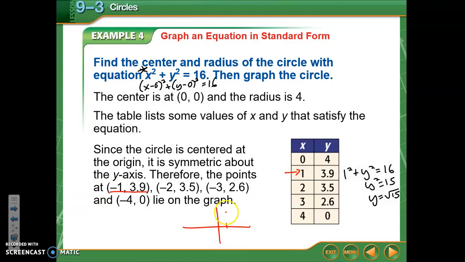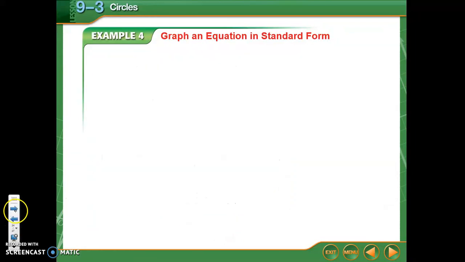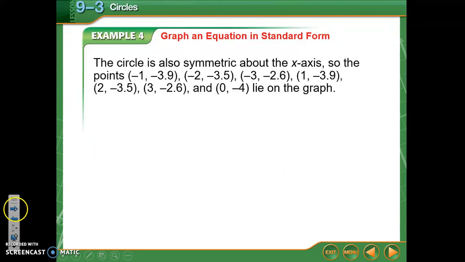So if I think about the point 1, 3.9, I know my circle has to be symmetrical over the y-axis, so the same point has to be over here at x equals negative 1, but it has to have the same y height, and so on with the rest of the points. And this circle is also symmetric about the x-axis, right? So if I have the point 1, 3.9 over here, then I know the same point has to be reflected down here, so it's 1, negative 3.9. And I can do that all the way around in my quadrant.